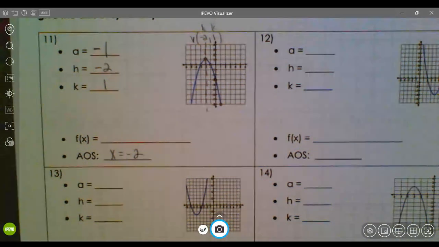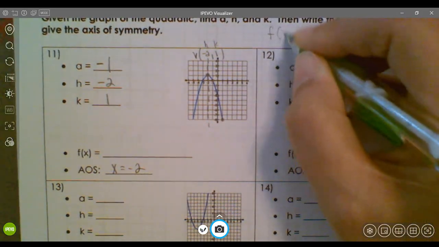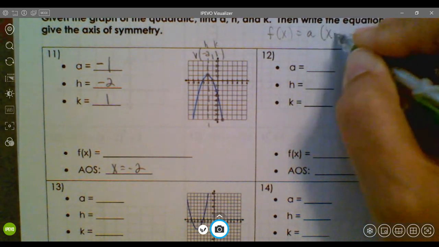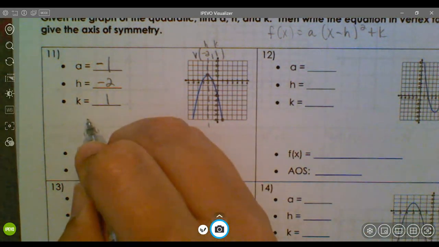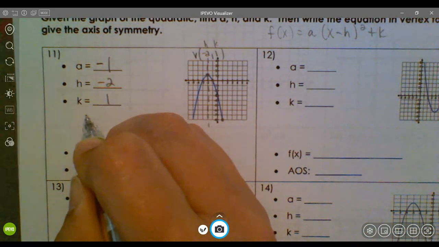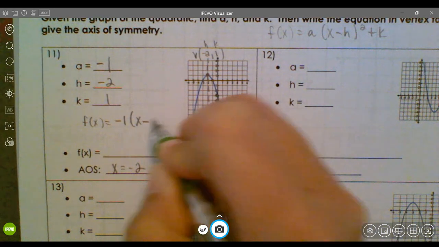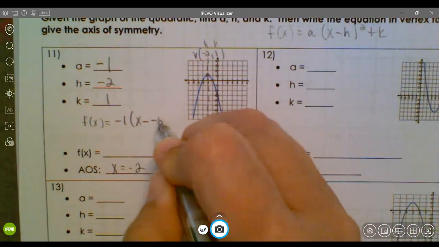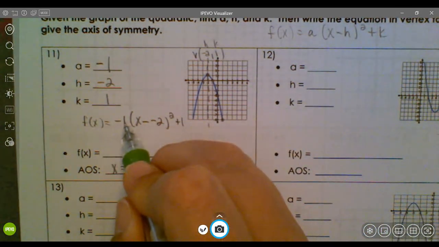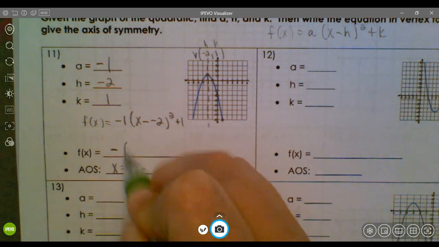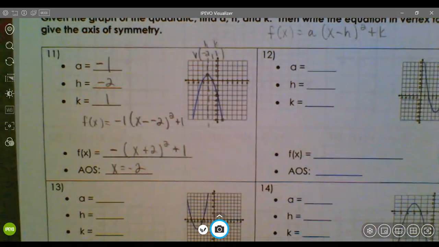So if I remember my vertex form, it's a times (x minus h) squared plus k. I'm going to plug that in right here. So I get f of x equals a, which is -1, times (x minus h), h is -2, and then plus k. If I were to clean that up, I don't need the 1 here. I'm just going to bring down the negative. x minus -2 is x plus 2, and then I have my plus 1.